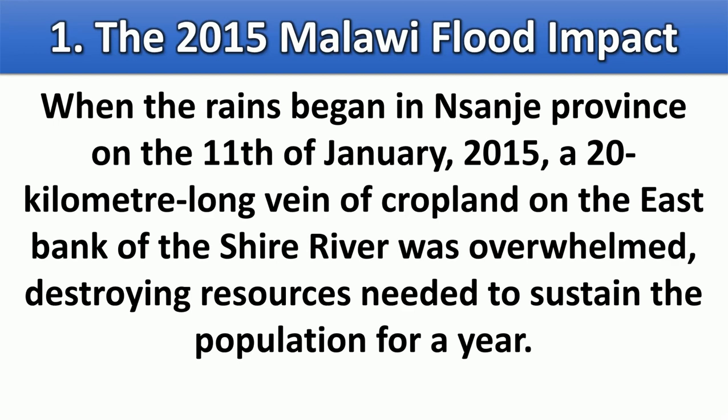When the rains began in Nsanje, one of the provinces in Malawi, on the 11th of January 2015, a 20-kilometer long vein of cropland on the east bank of the Shire River was overwhelmed, destroying resources needed to sustain the population for a year. So that's a big natural disaster.